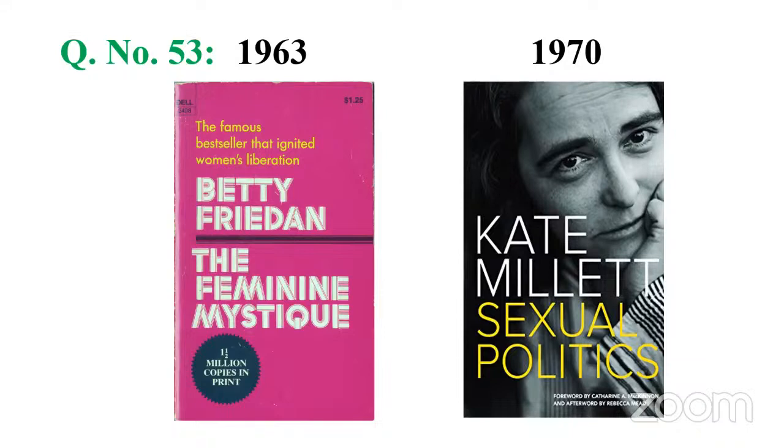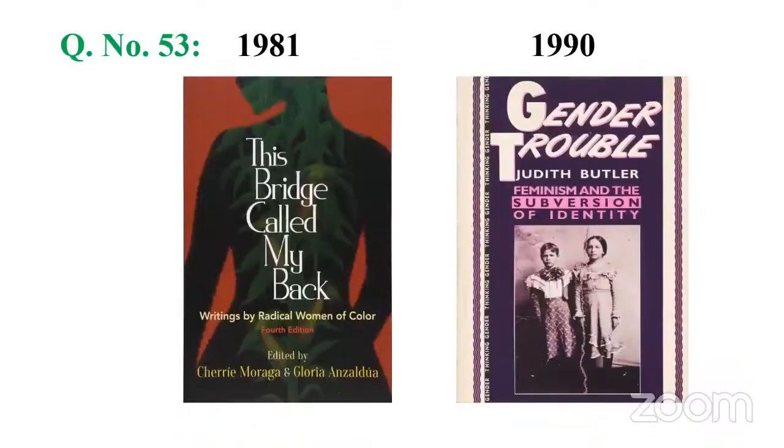She came out with this work in 1963, The Feminine Mystique. Then 1970, we have Kate Millett, Sexual Politics. Then 1981, it is a collection edited by Cherríe Moraga and Gloria Anzaldúa. So this is a collection, This Bridge Called My Back, subtitle, Writings by Radical Women of Color. Then 1990, the last one, Gender Trouble by Judith Butler.